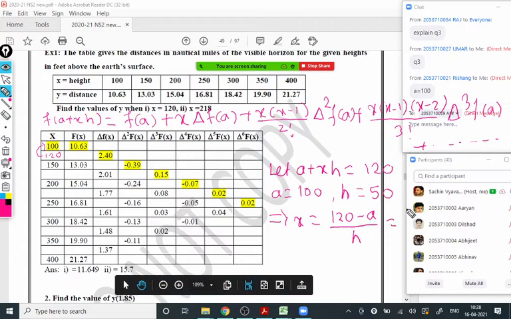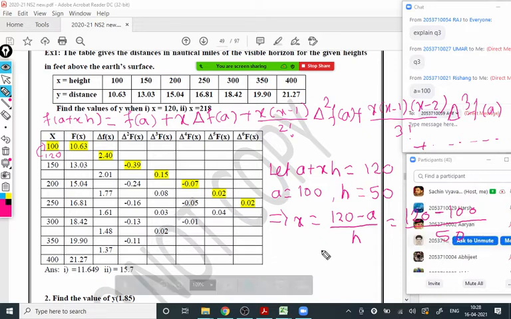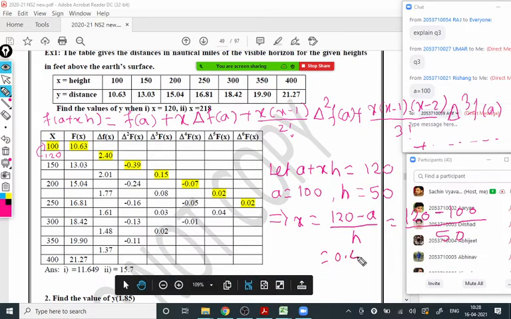Now we have 120, the value of a is 100. 120 minus 100 divided by 50, and what is this number? 0.4. Yes, correct. So x is 0.4. Now the last step is left here.